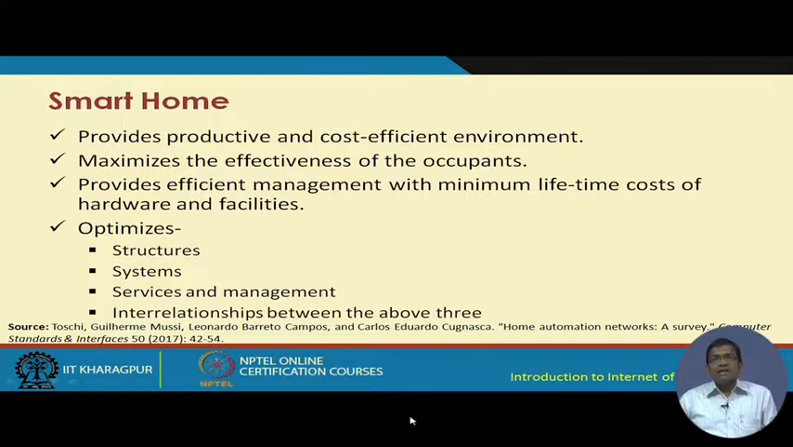Smart homes basically provide a productive and cost-effective environment, because if you are doing things efficiently, the cost is going to reduce. It maximizes the effectiveness of the occupants, provides efficient management with minimum lifetime costs of hardware and facilities, and optimizes things such as structures, systems, services and management, and the interrelationships between the above three. So, all these are going to be optimized in a smart home environment.